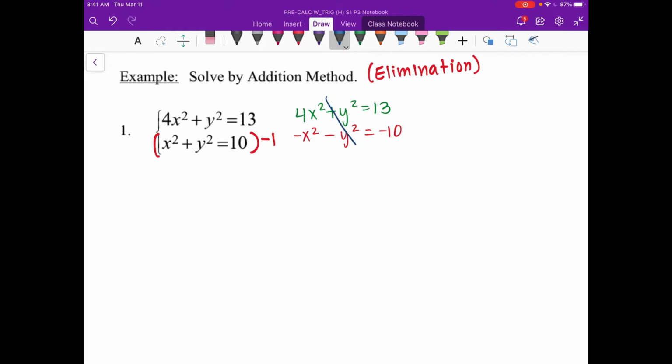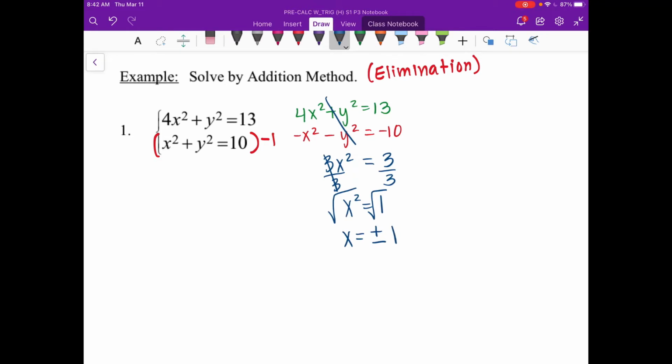Look at that, they're gone. And now I can combine my x terms together. So 4x squared minus 1x squared is 3x squared. And 13 minus 10 gives me 3. I can divide both sides by 3 and get x squared equals 1. Well, when I take the square root of x squared, I get x. And the square root of 1 is positive and negative 1.